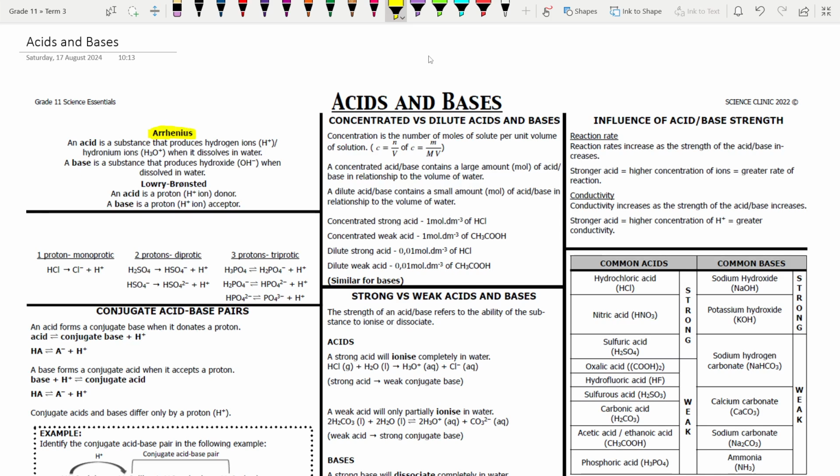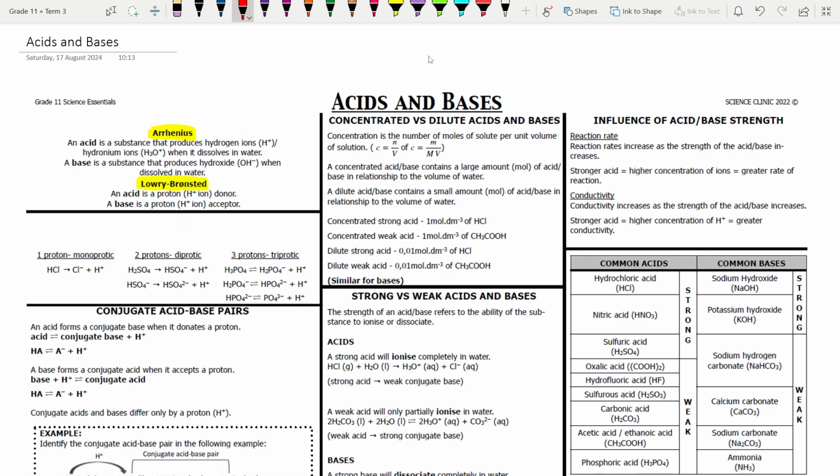So these names are basically names of people who were chemists and who had a contribution to the study of acids and bases. One of them was Arrhenius, and then there's a team of two guys. One is called Lowry, the other one Bronsted. They combined those two names because they came up with the same idea, and call it Lowry Bronsted.